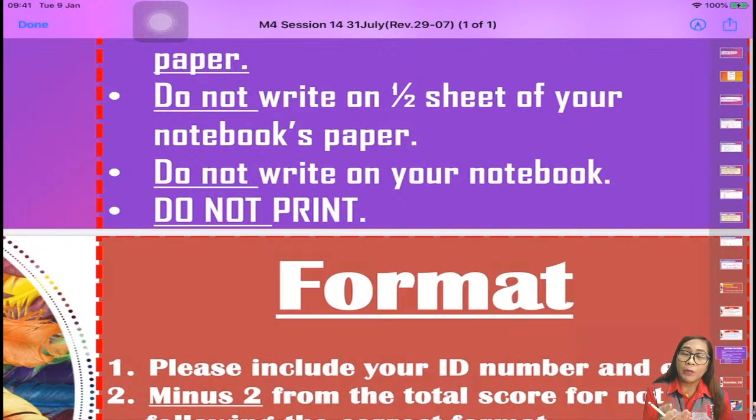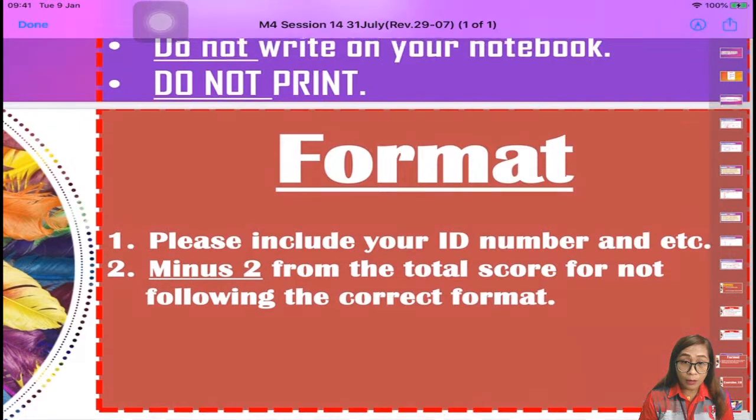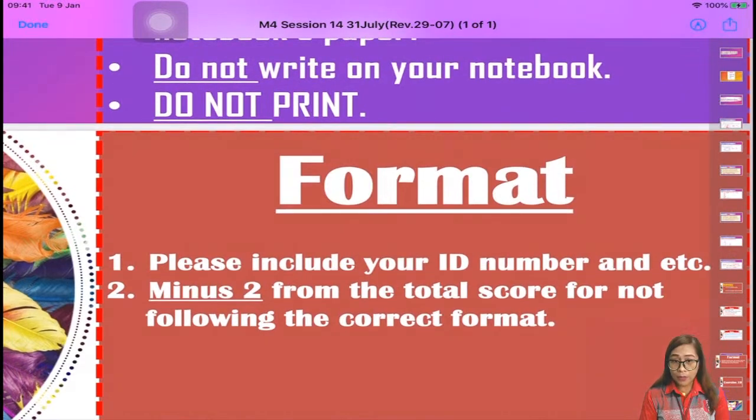Later I will be returning all your papers, A4 papers or the student's line paper with the logo, so that you will see what is wrong with your work, and you will see that some of your scores are only 50% or half if you submit your work late. So for the format, please include your ID number. Can you see it? Okay, let me move. Please include your ID number, etc. and everything. Minus 2 from the total score for not following the correct formats.